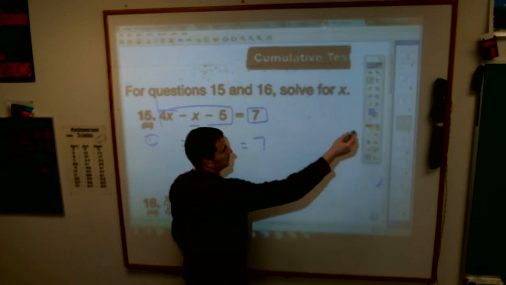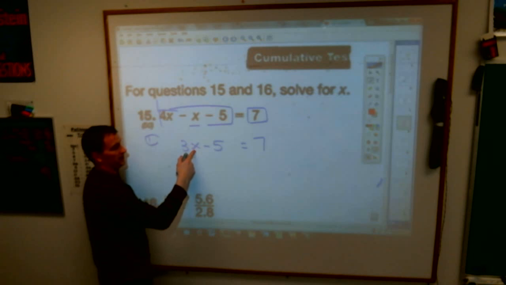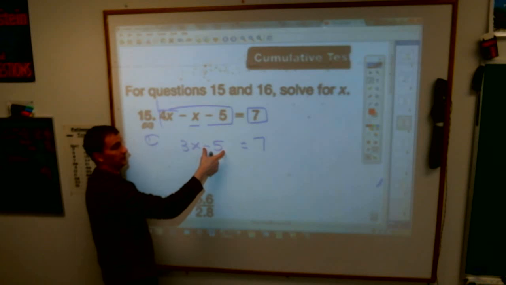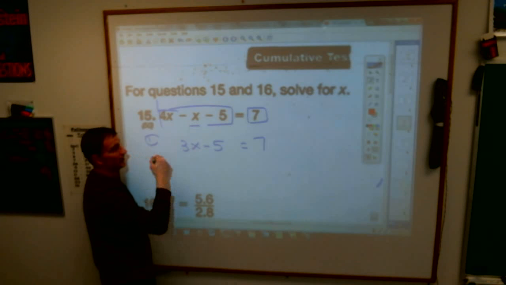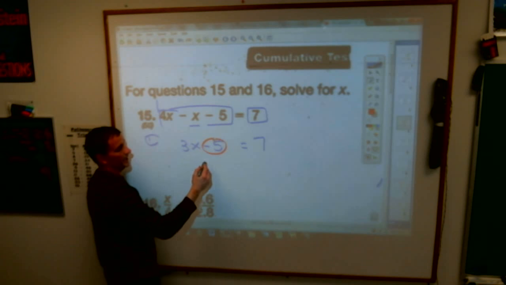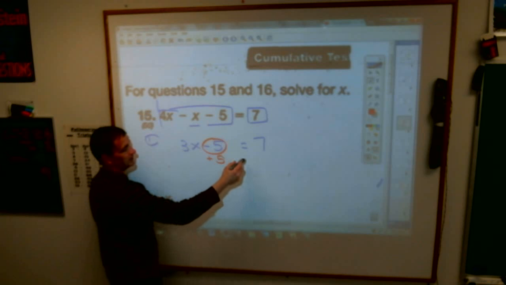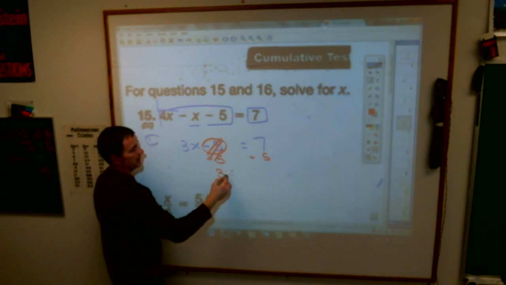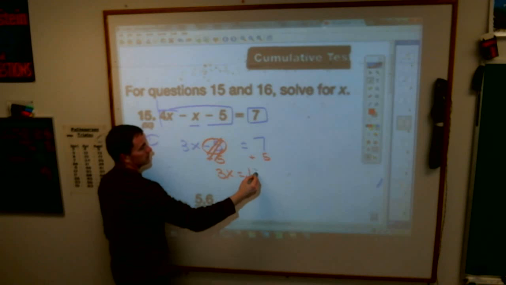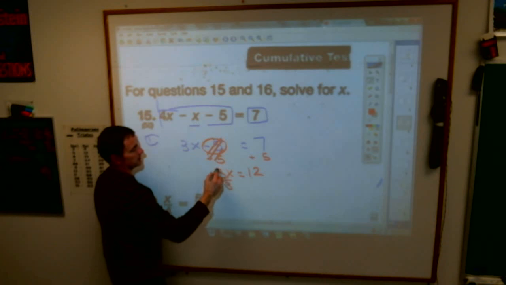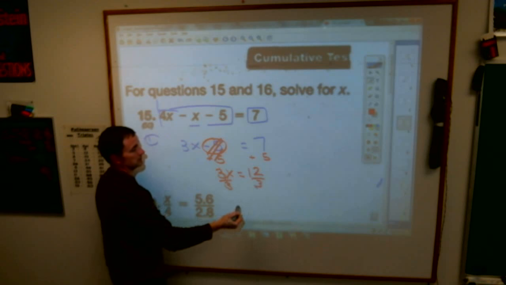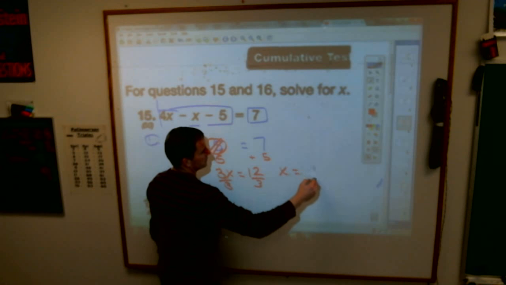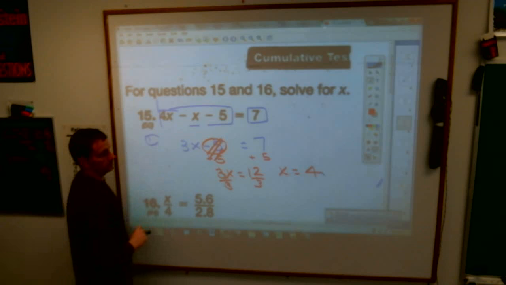I use the rules for equations. I want to get x by itself, so I have to do 2 things. I got to get rid of this minus 5. I got to get rid of that 3. Always, always, always do the adding and subtracting thing first. Opposite of subtracting 5 is adding 5. Now I get 3x equals 7 plus 5 is 12. Last step is always the division part. x equals 4.